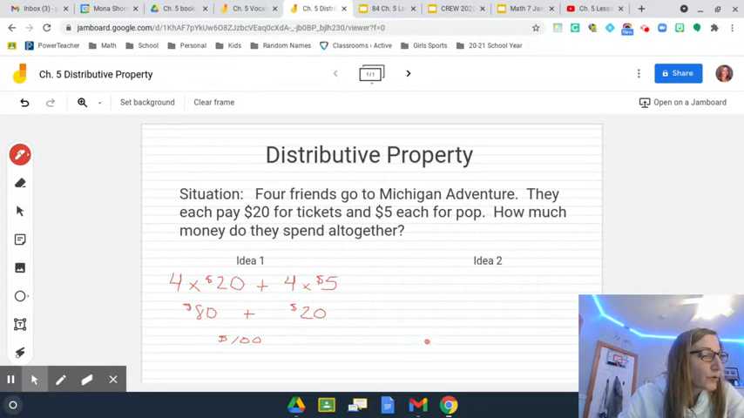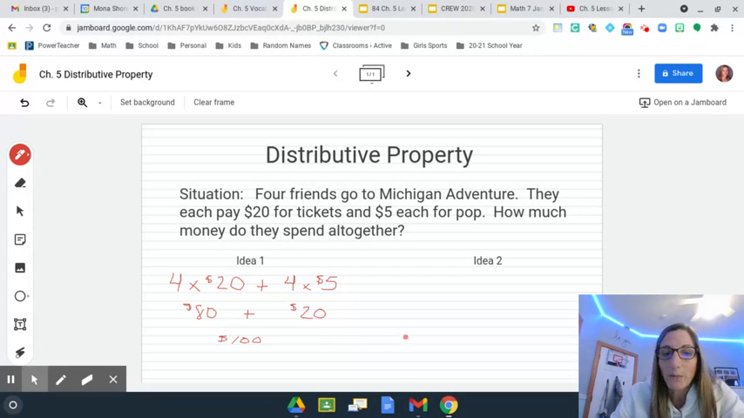Well, idea number 2, let's think about that as a distributive property type problem. And so what's in common here with idea number 1 when we start looking at 4 friends, $20 tickets, $5 pop? For each situation, you're multiplying by 4. And so that 4 would be the value that you're putting outside of the parentheses. Because then inside the parentheses, think about what you could put here to add together. Well, your $20 ticket and the $5 pop.